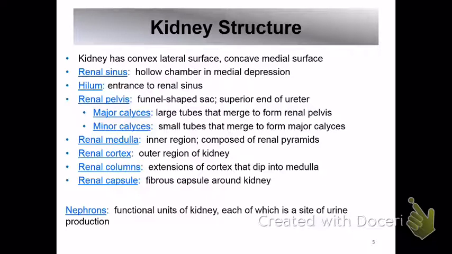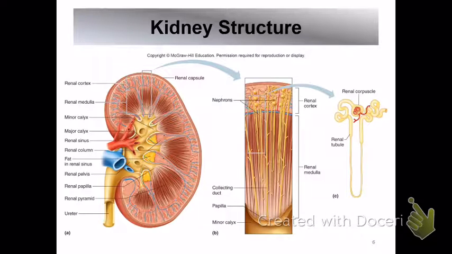Okay, so all about the kidney. Now look at this slide. Look at the words, but I'm going to point out the picture to you. The first one is the renal sinus. Look at the words on the PowerPoint that you've got printed out, and the picture can be on the video. So you've got the renal sinus here, and that is just that opening. It says it's a hollow chamber in the medial depression, that area where the kidney opens up. Okay, the hilum is the entrance to the renal sinus.